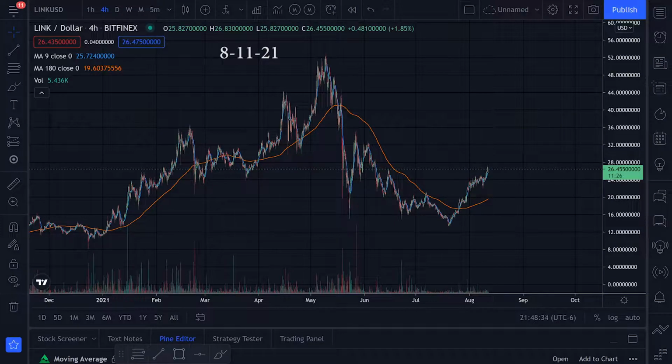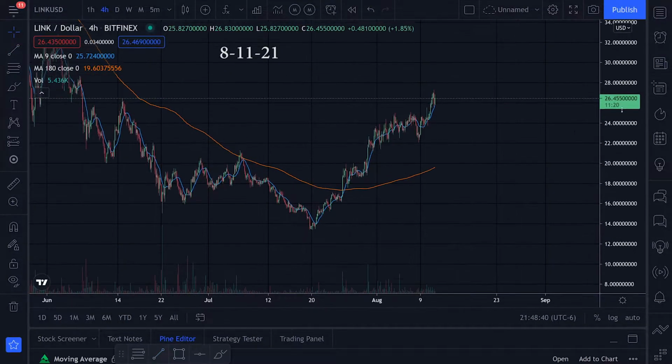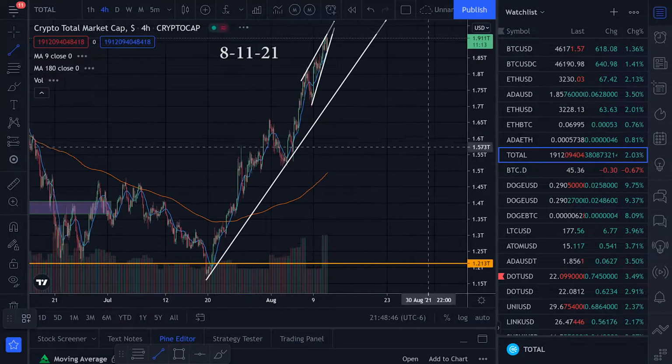Let's take a look at some chart action for Chainlink. This was a user request, so I just wanted to look at this real quick. I was mainly looking at the total crypto market right now, and I think that could be a big signal. Let me just show you that real quick.